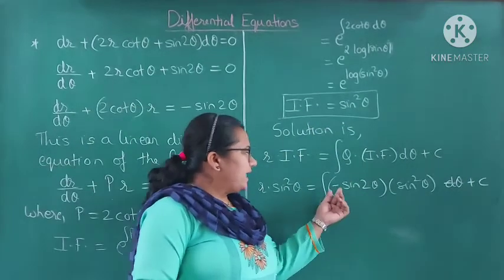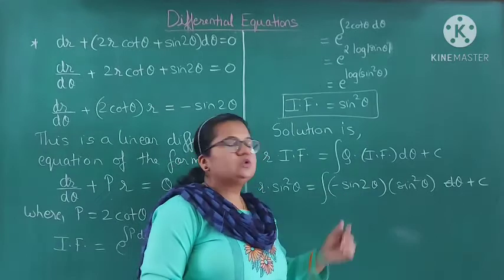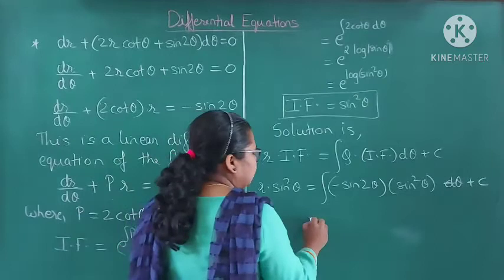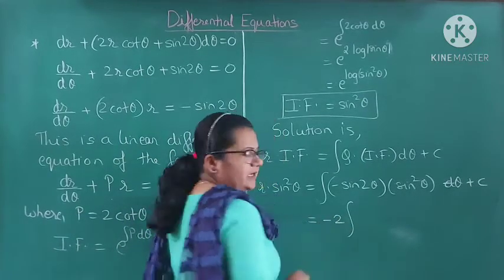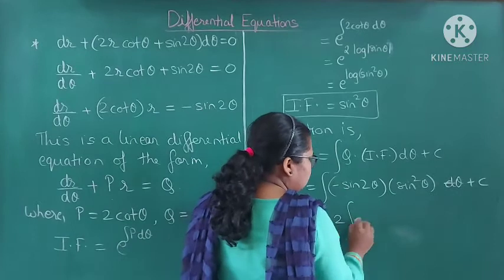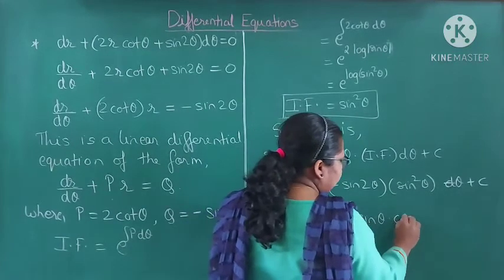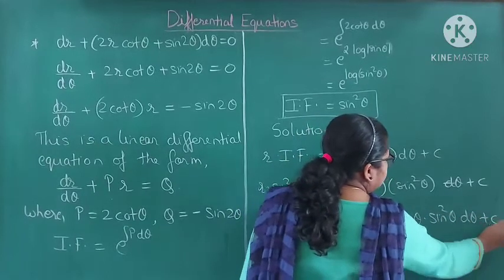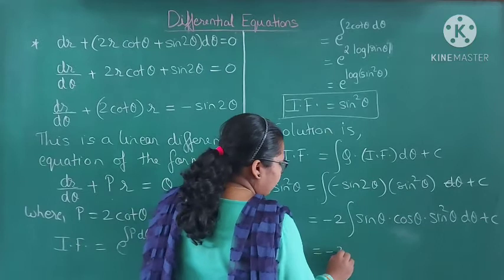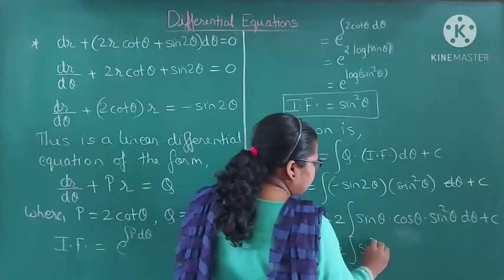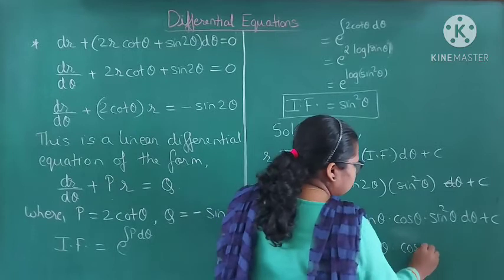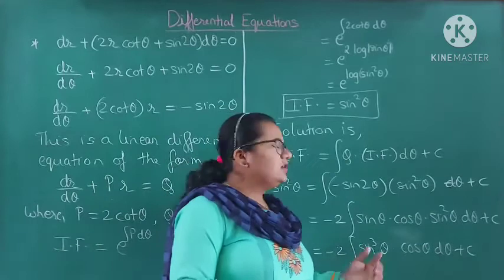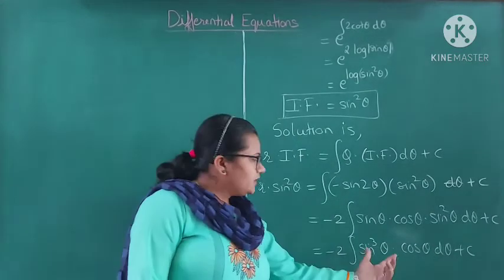Right? Now minus sign we can take outside, and sin 2 theta, what is the formula for sin 2 theta? It is 2 sin theta into cos theta. So again 2 also I can take outside the integration. Sin 2 theta is 2 sin theta into cos theta into this sin square theta d theta plus c. So this is equal to minus 2 integration of sin cube theta into cos theta d theta plus c. Sin into sin square theta is sin cube theta.